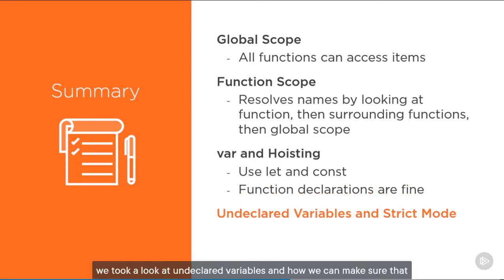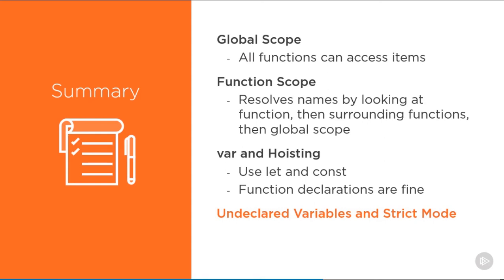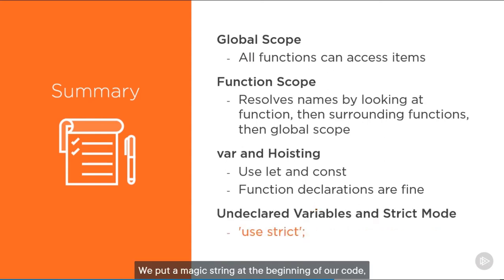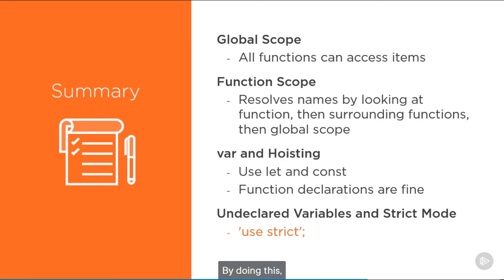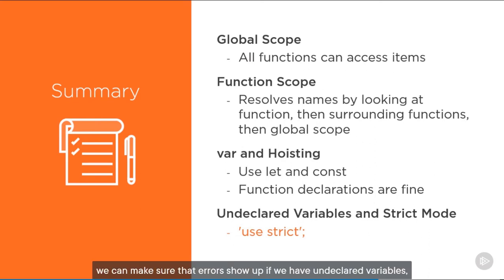Finally, we took a look at undeclared variables and how we can make sure that our variables must be declared by using strict mode. We put a magic string at the beginning of our code, and it can be in single quotes or double quotes, and it simply says use strict. By doing this, we can make sure that errors show up if we have undeclared variables, which is good.